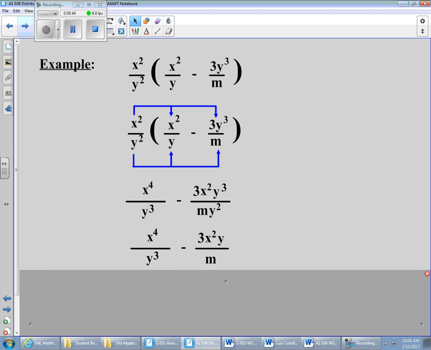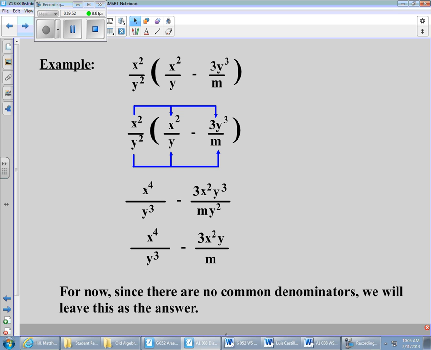Numerator's got a 3 and an x and a y. Denominator's only got an m. They don't have anything else that can be combined. There you go. This is your answer. Now, there is another step we could do to this.